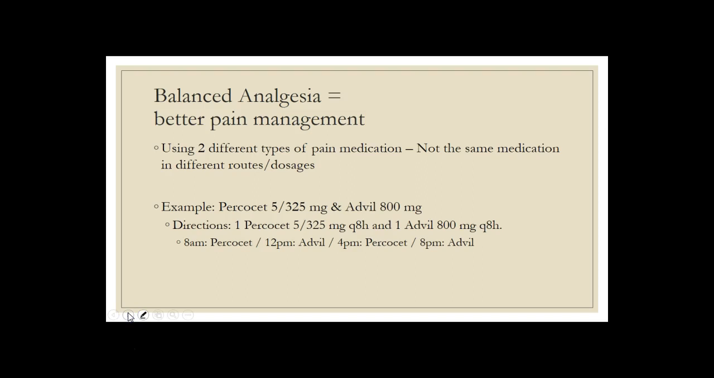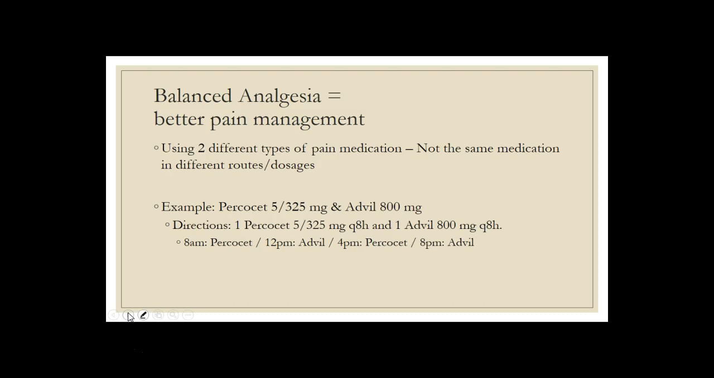The idea of balanced analgesia is that there is better pain management when using 2 different types of pain medication, basically a different class of medications. So not the same medication in different routes or dosages. For example, Percocet and Advil, you have an opioid with an NSAID. So think of the directions: 1 Percocet every 8 hours, 1 Advil every 8 hours.